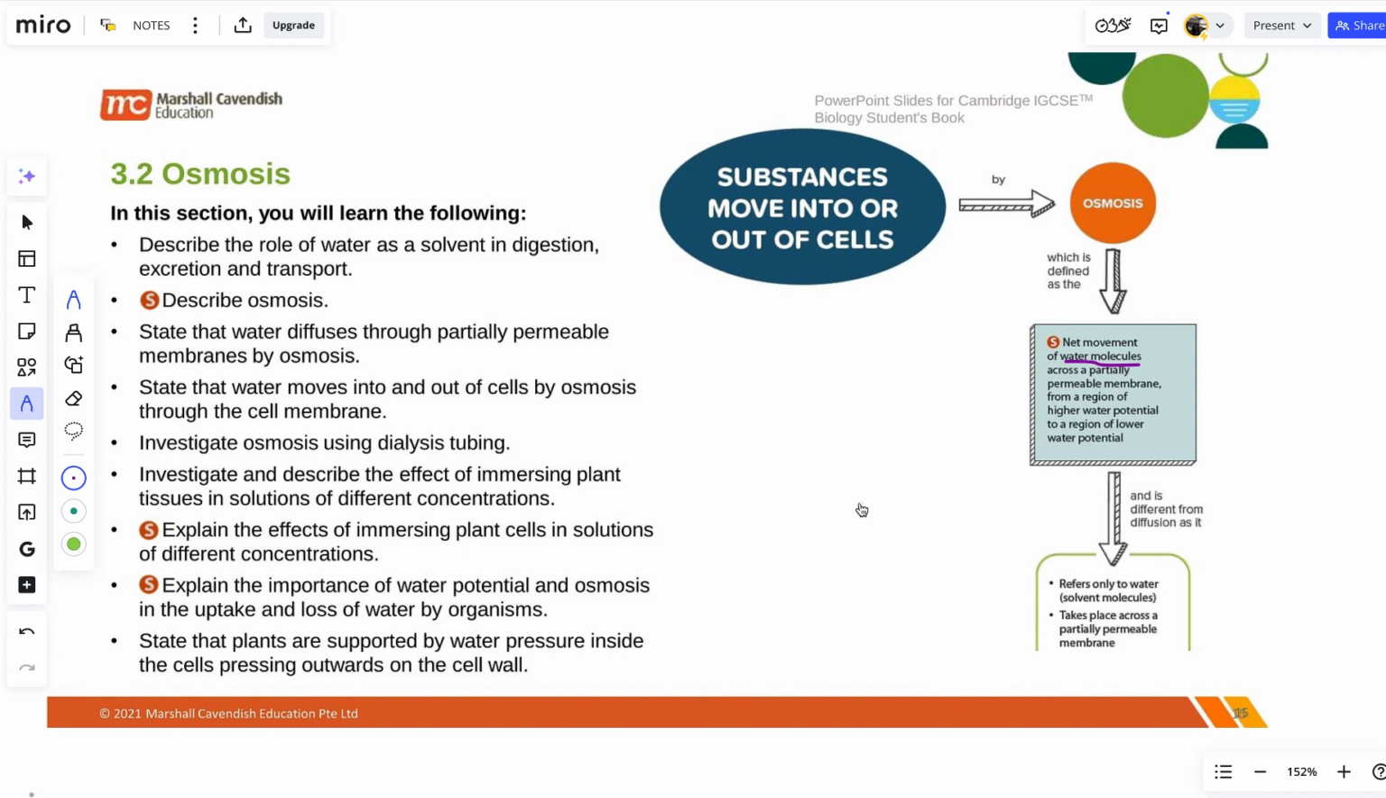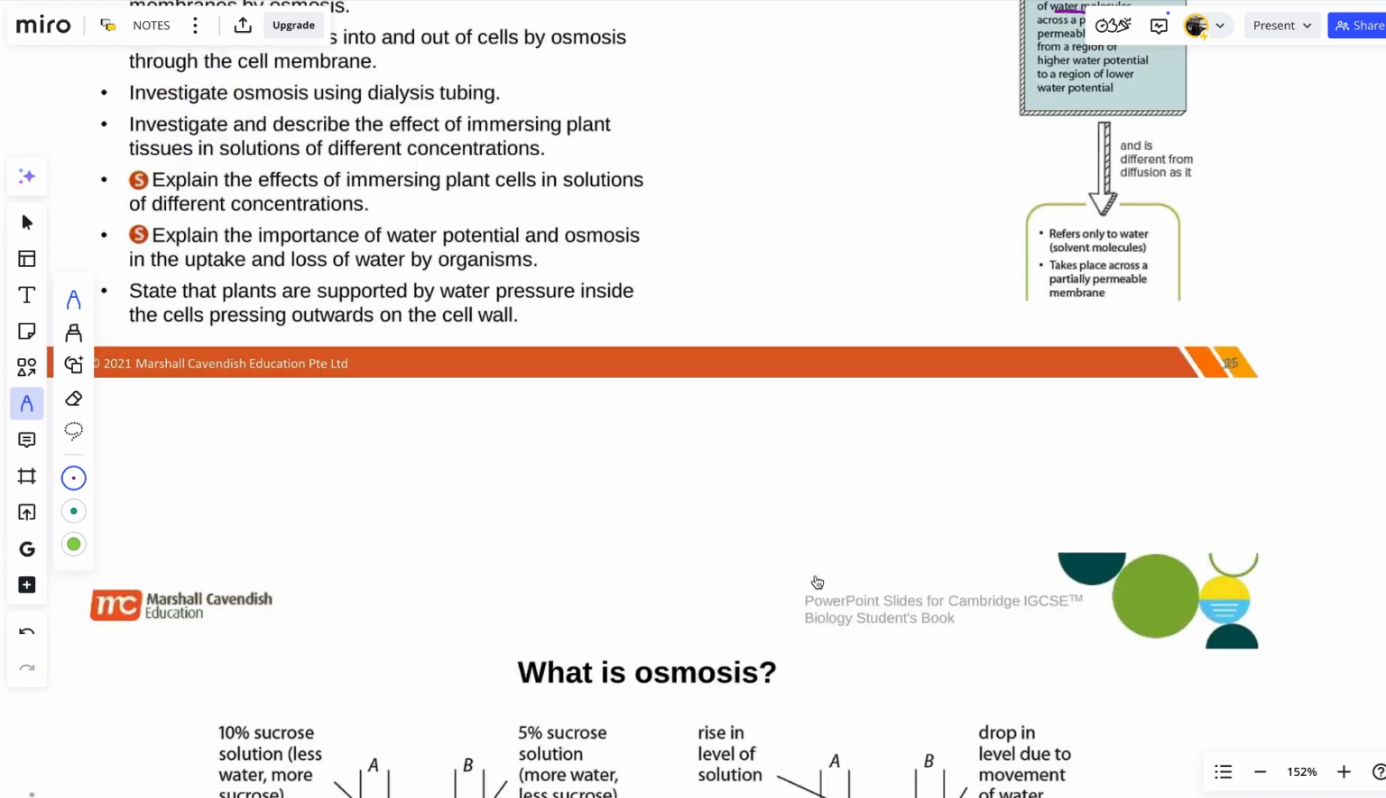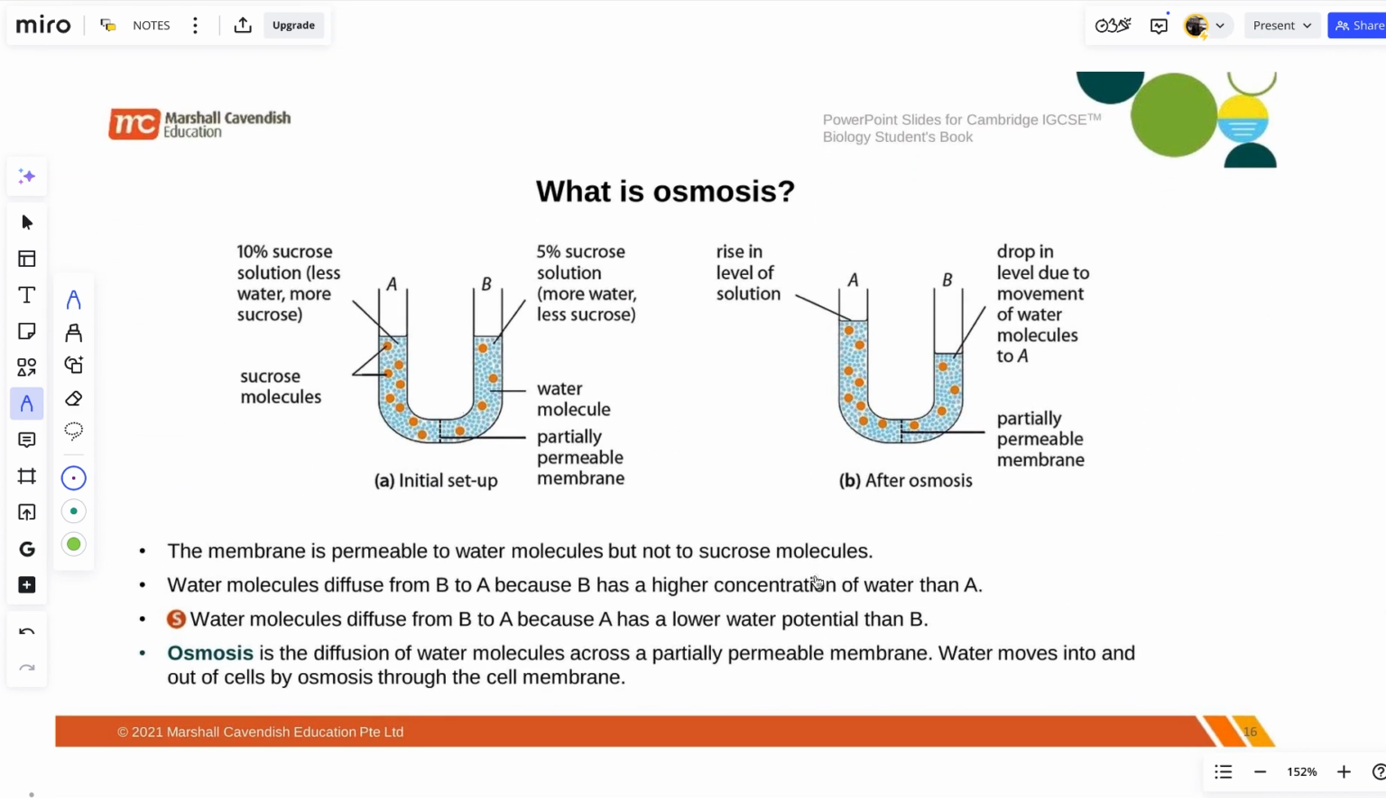And it's different from diffusion because it refers only to water molecules. Diffusion is for both liquid and gas, but osmosis is only for water molecules, and it takes place across a partially permeable membrane. Osmosis happens across a partially permeable membrane.